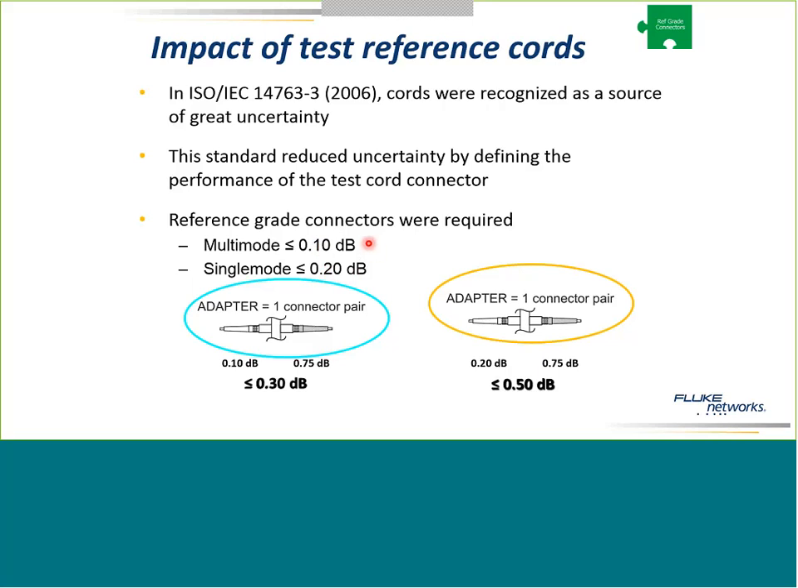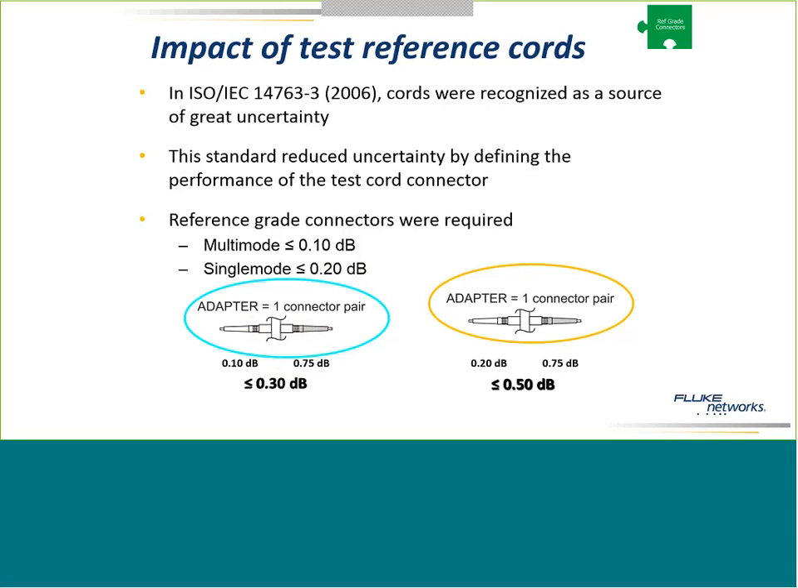Now, if we connect a 0.1 dB loss reference grade connector to a standard grade connector, we're not going to get 0.75 dB of loss. We should only get 0.3 or less loss when we mate a standard grade connector to a reference grade connector. Now, the standard recognized this, and they've given us new values for the mated connection between a reference grade and a standard grade connector.